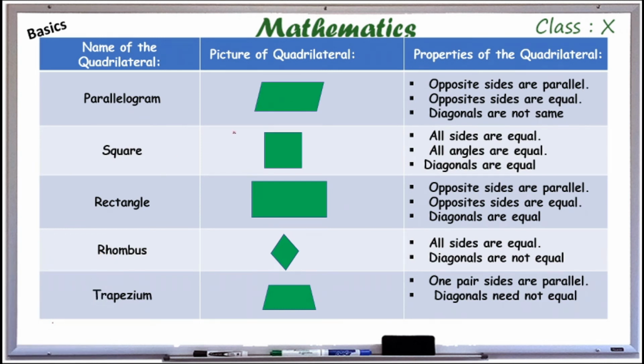The parallel lines will not meet. So for a parallelogram, opposite sides are parallel, and also opposite sides are equal. The length of this side will be equal to this, and the length of one side will be equal to the opposite side. The lengths of opposite sides are equal, and diagonals are not the same. The lengths of the diagonals are not the same.